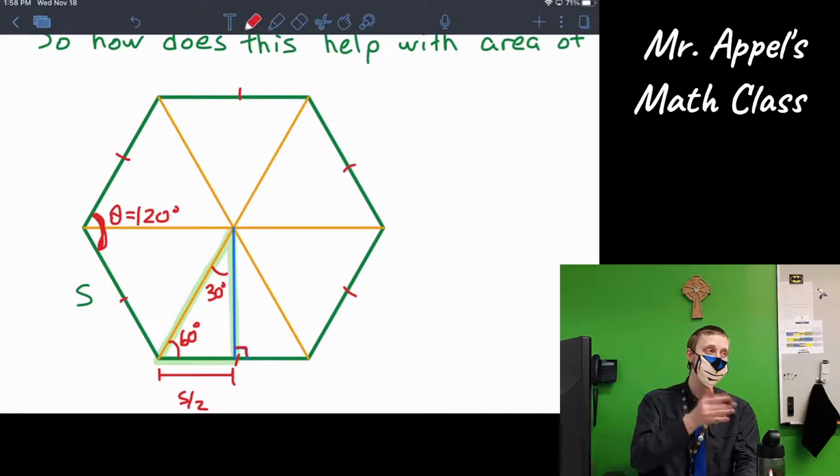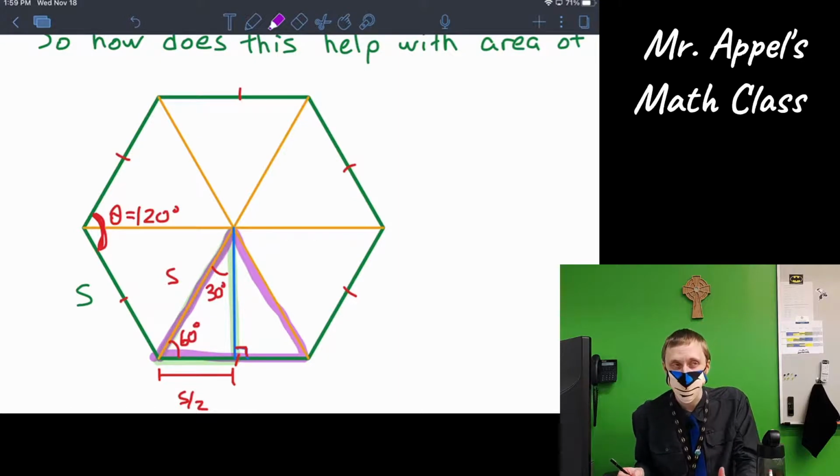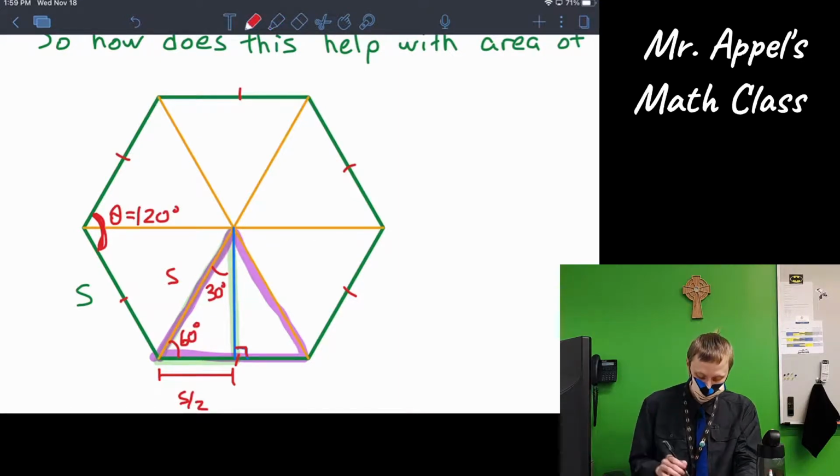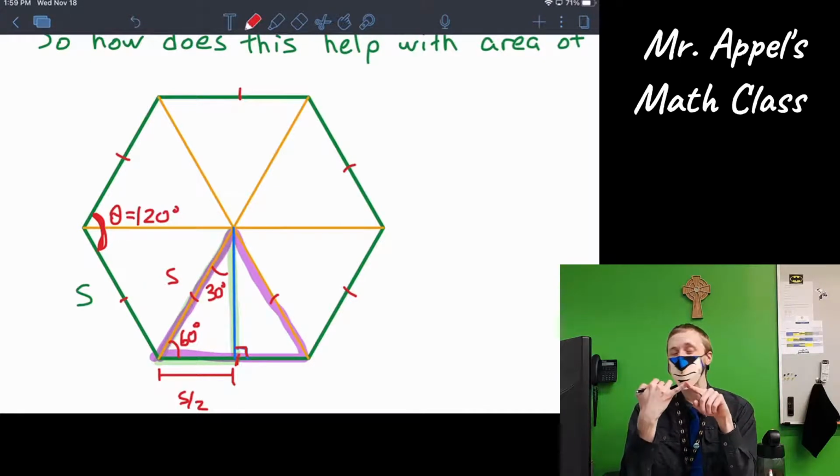I know the relationship between all the sides now, which means if this is S over 2, that's my short side across from the 30. My long side, the hypotenuse, must be double that, double S over 2, and you're back to S. So, side note, it turns out this bigger triangle here is actually an equilateral triangle in the regular hexagon. This is S, this is S, this is S. So we're actually going to find the area of an equilateral triangle.